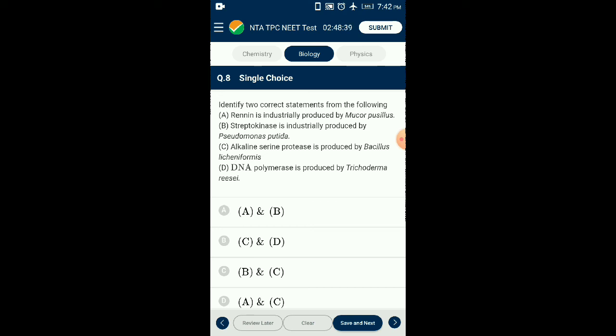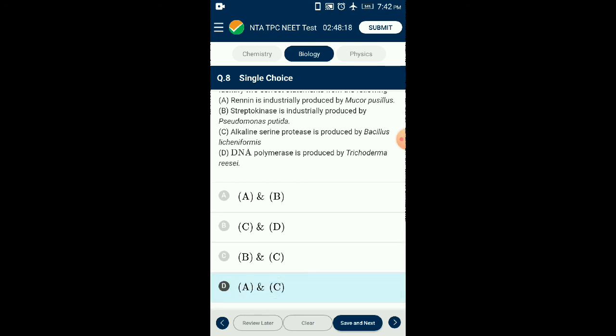Trichoderma reesei produces cellulase that is required in conversion of cellulose to glucose. It is used as a clearing agent. Alkaline serine protease is obtained from Bacillus licheniformis. So the answer for this question is option D. From the given four statements, A and C are the correct statements.